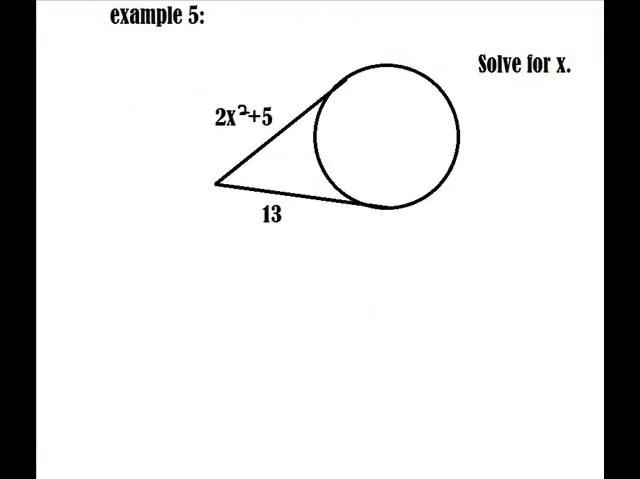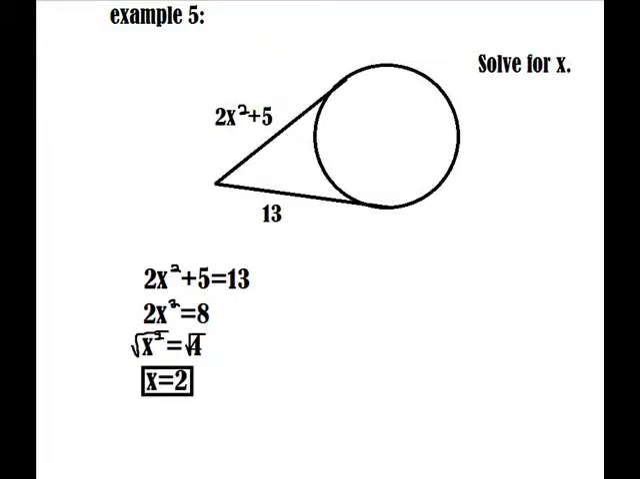In this equation, you are solving for x. You plug in the numbers and then subtract 5 to get 2x squared equals 8. You divide each side by 2, which gives you x squared equals 4. You find the square root of both sides, and you get x equals 2.